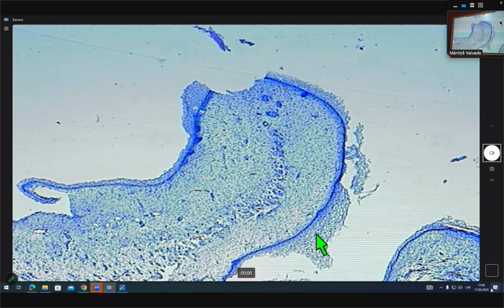Oral cavity epithelium. This is oral cavity epithelium. Yes. And here in the middle, skeletal striated muscle tissue, or you can write musculus orbicularis oris. Yes?